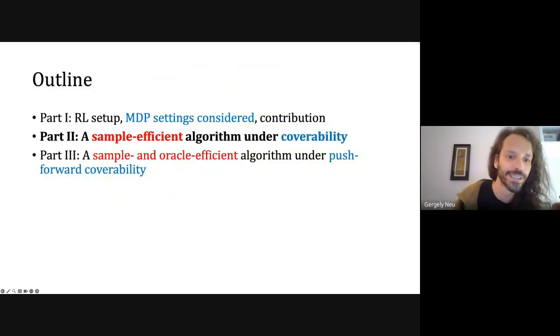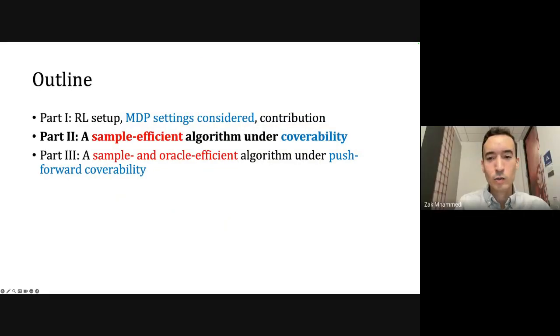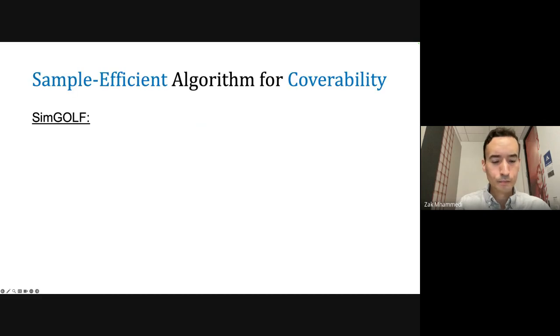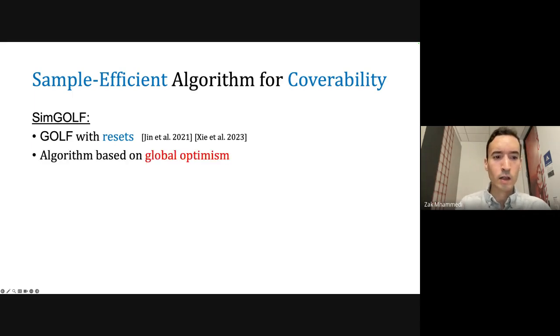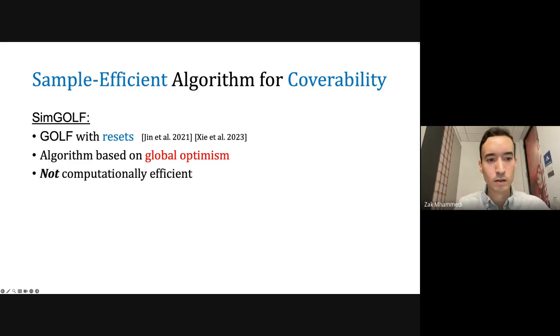I'm ready. All right. So let's look at the sample efficient algorithm for coverability. The algorithm is called SimGolf. It's a version of the golf algorithm, but with resets. And it uses global optimism. And unfortunately, because of that, it's not necessarily computationally efficient.